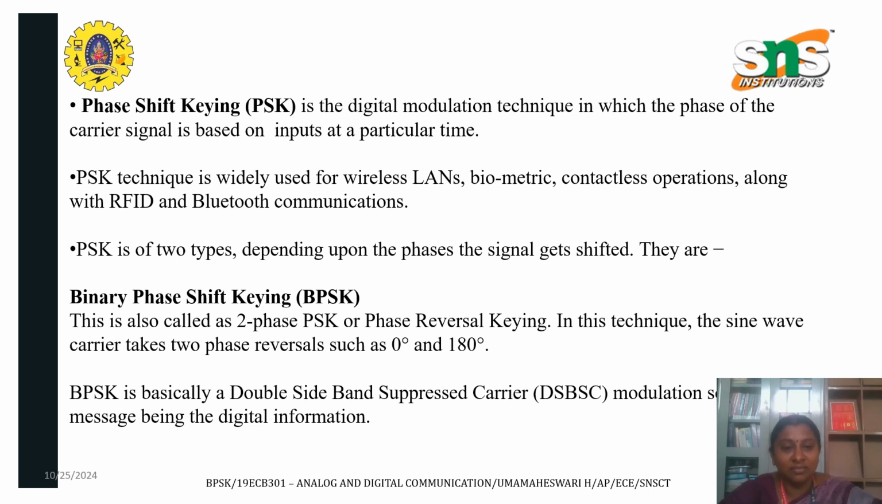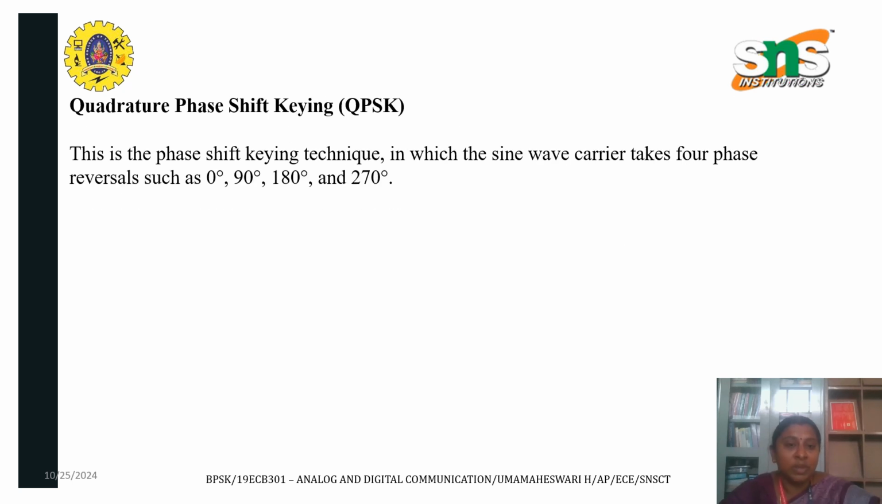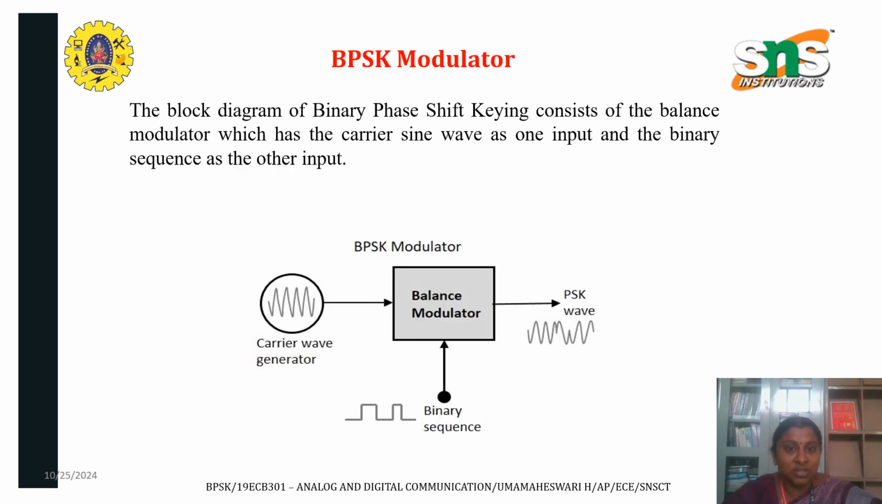They are binary phase shift keying, also called two-phase PSK or phase reversal keying. In this technique, the sine wave carrier takes two phase reversals, 0 degree and 180 degree, where BPSK is basically a double sideband suppressed carrier modulation, so the message is the digital information. In QPSK, the sine wave carrier takes four phase reversals such as 0 degree, 90 degree, 180 degree, and 270 degree.